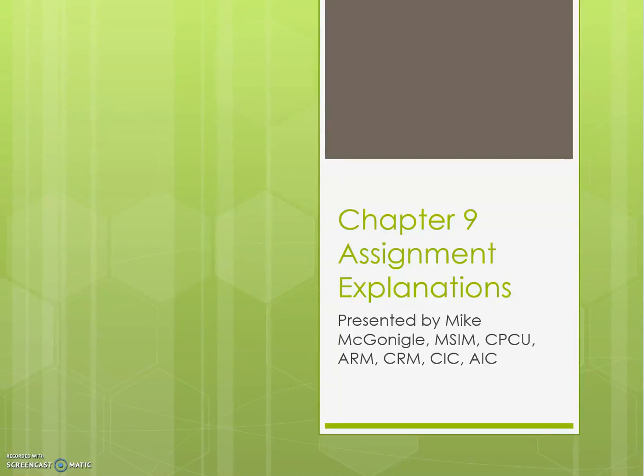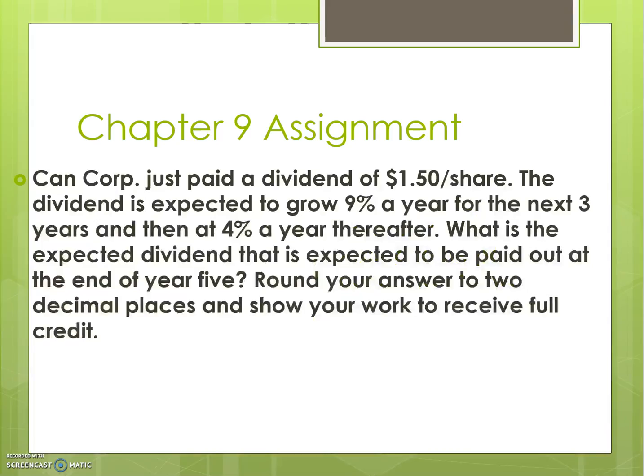Alright, this is the first of two videos explaining the questions that you saw in the Chapter 9 assignment. Let's start with this one. CanCorp just paid a dividend of $1.50 a share. The dividend is expected to grow 9% a year for the next 3 years, and then at 4% a year thereafter. What is the expected dividend that is expected to be paid out at the end of year 5?